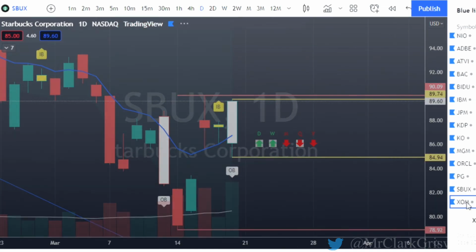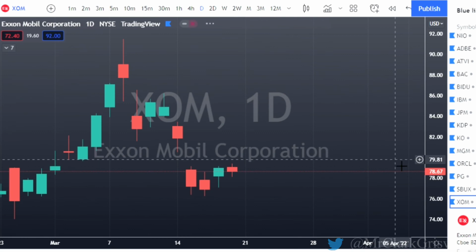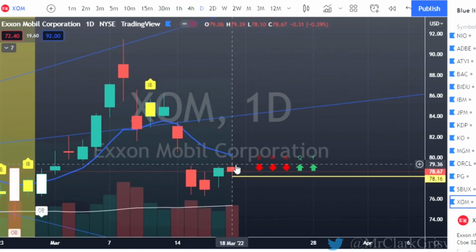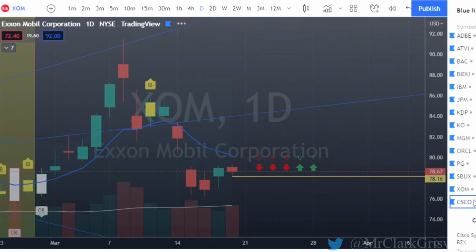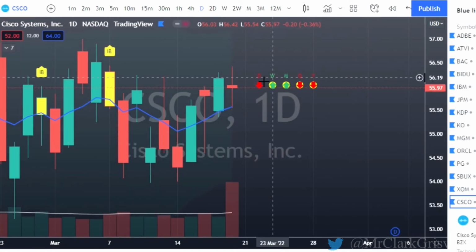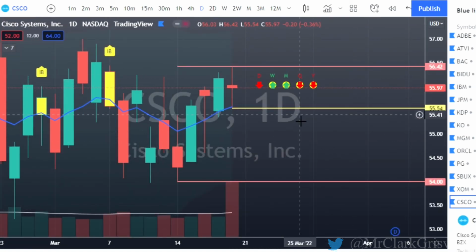Next up is XOM, ExxonMobil. Has a 2-up that finished red, so we'll look for puts at 78.16. Cisco, CSCO, 2-up, finished red. We'll look for a reversal to the downside at 55.54 puts.